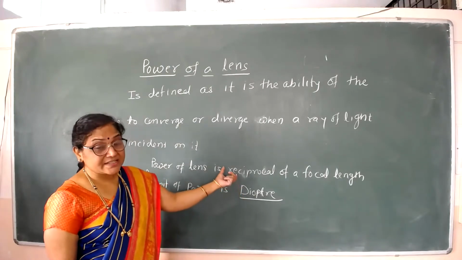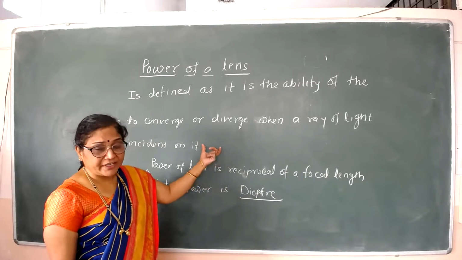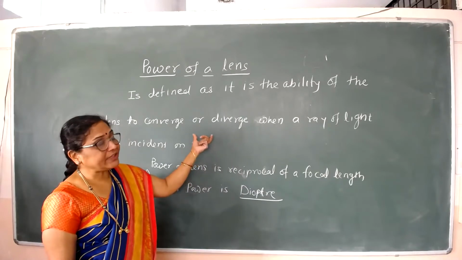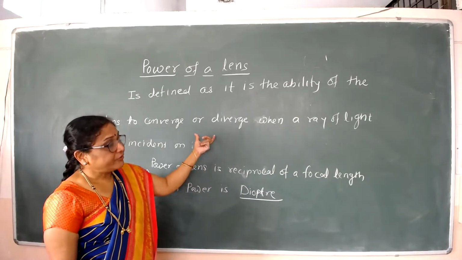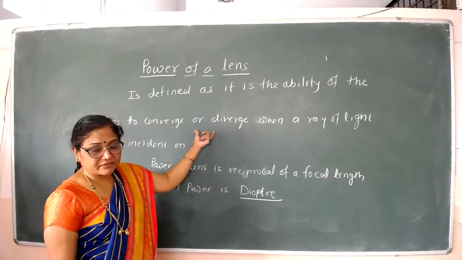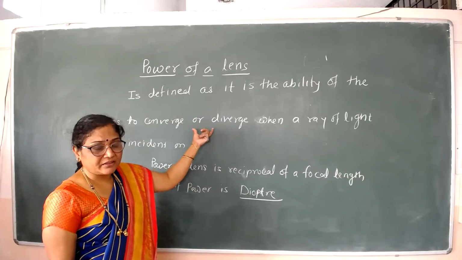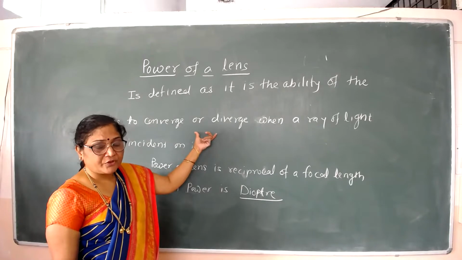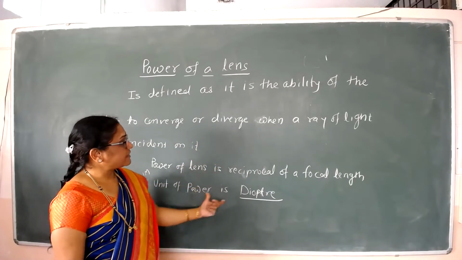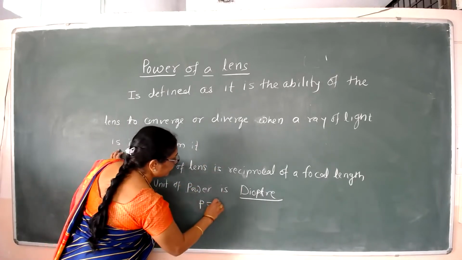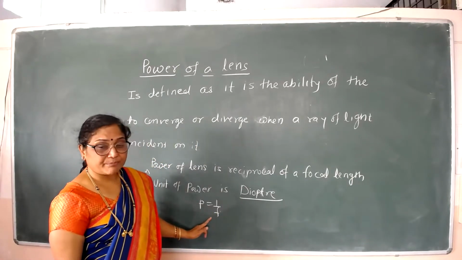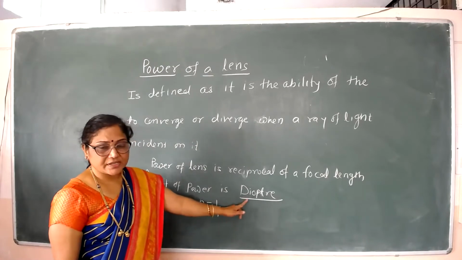Otherwise, it is also defined as when a ray of light is incident parallel to the principal axis at a unit length, the tangent of that angle is also known as the power of a lens for a unit length. And the power of a lens is the reciprocal of the focal length, meaning P is equal to 1 by f. The SI unit for the focal length is the meter, but the SI unit for the power is known as the dioptre. So this is the SI unit.